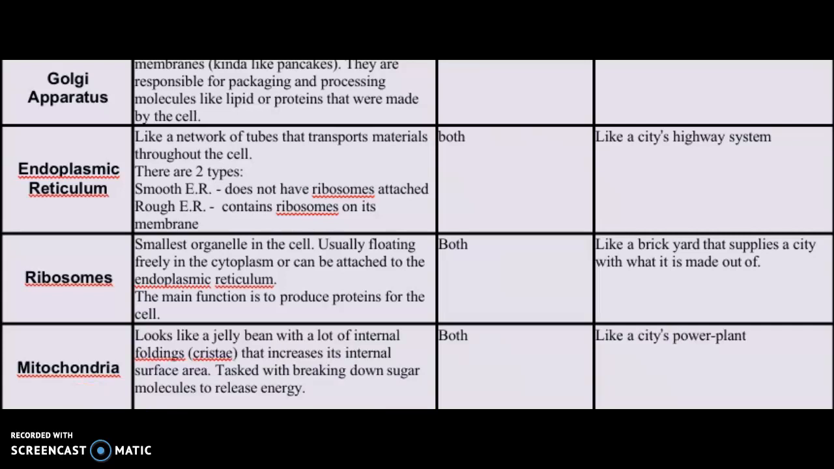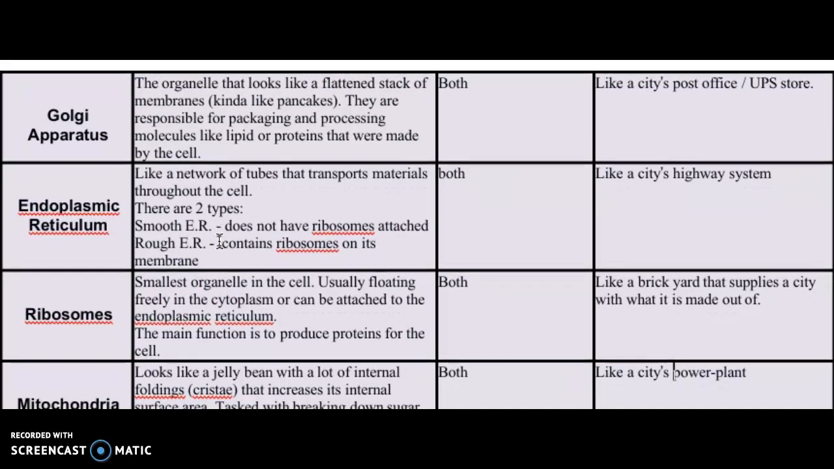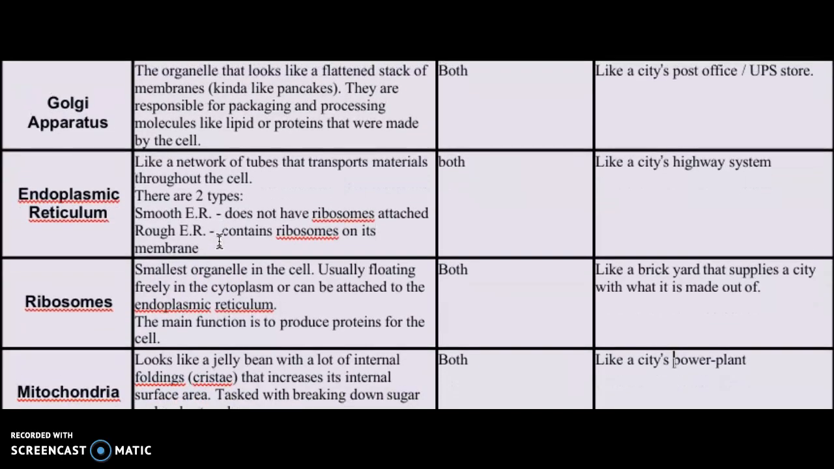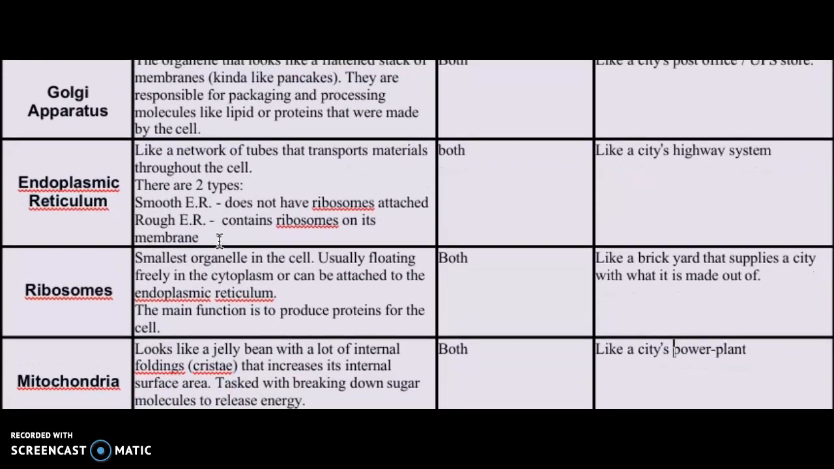And there we go. So here we have all the different organelles that we learned about: the Golgi apparatus, endoplasmic reticulum, ribosomes, and mitochondria. Please feel free to pause the video and take your time to complete this activity. And if you have questions, like always, please contact me and let me know so I can get back to you as soon as possible.